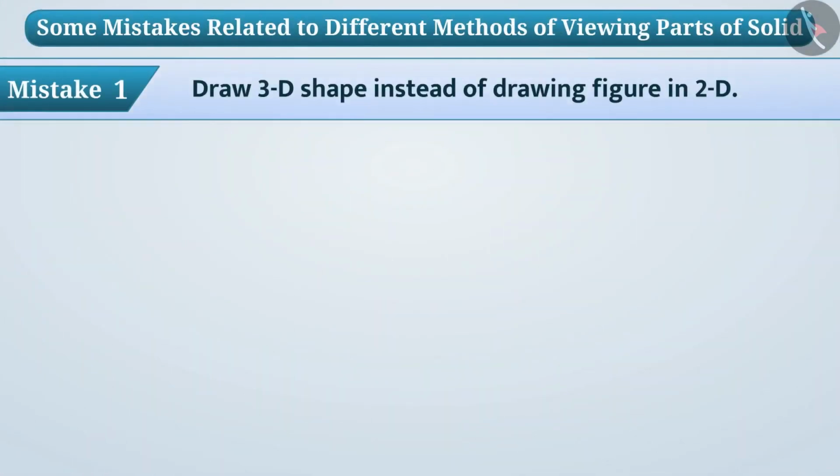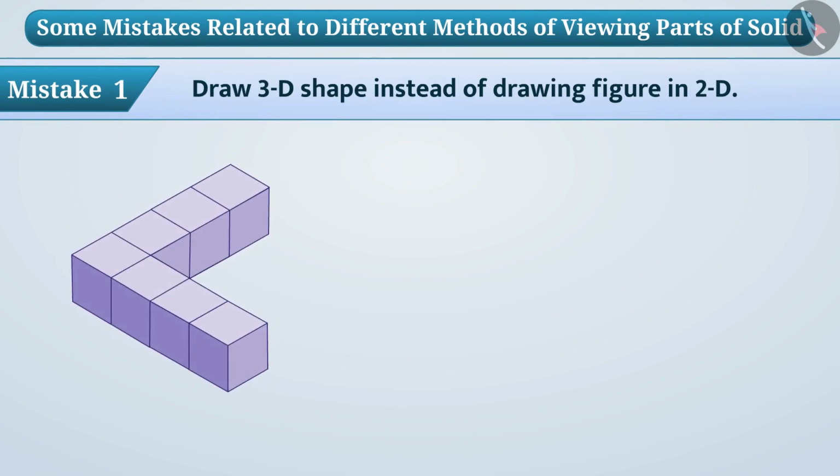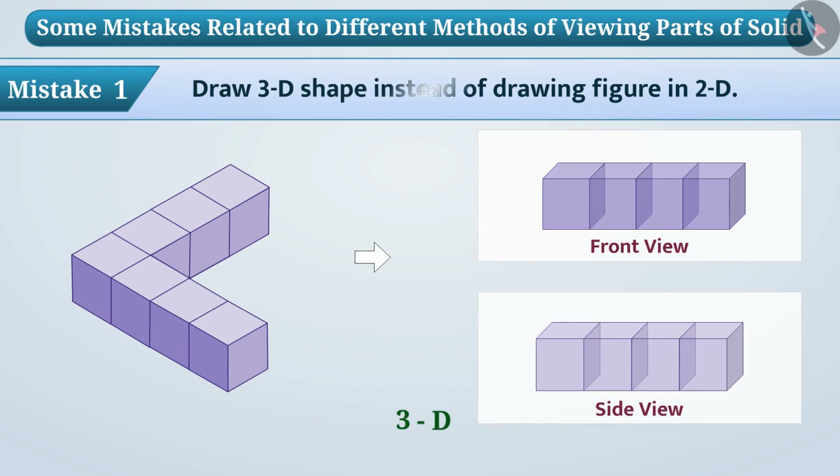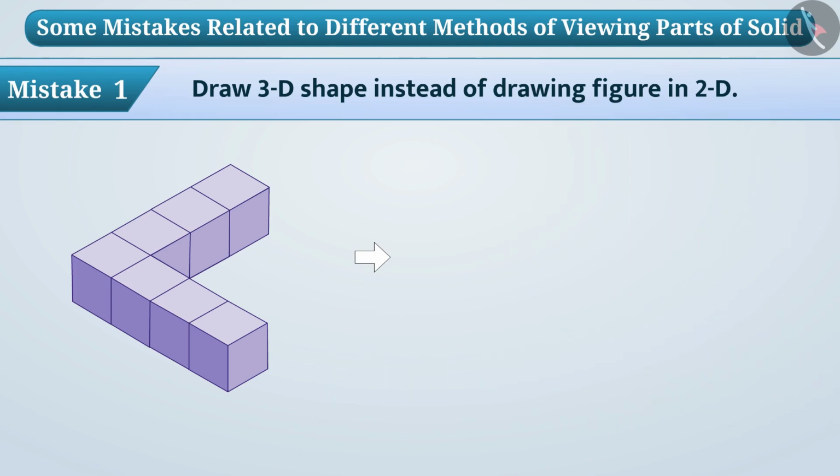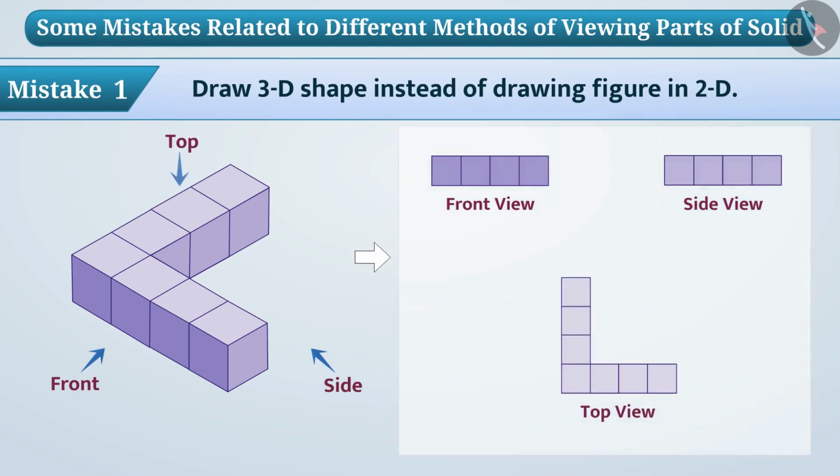Mistake 1. If children are asked to draw a figure of solids as shown below, they again draw a 3D shape instead of drawing the figure in 2D. Keep in mind that when we draw a figure, it is in 2D shape and not in 3D. Therefore, we can thus draw the front view, side view and top view.